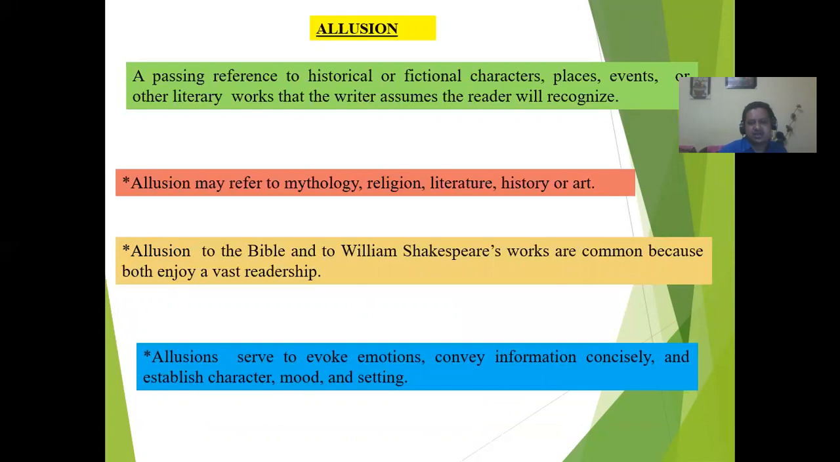Why does a writer use allusion in their poems or prose? Because allusions serve to evoke emotions. It creates emotions. It conveys information concisely and establishes character, mood, and setting. Allusion helps to create emotions. It conveys information concisely, to the point, and it also helps establish character. And it also establishes the mood and setting of the writing.